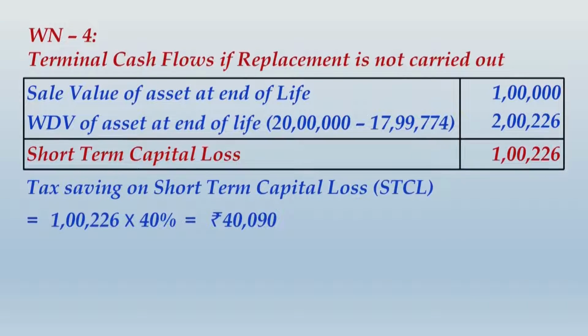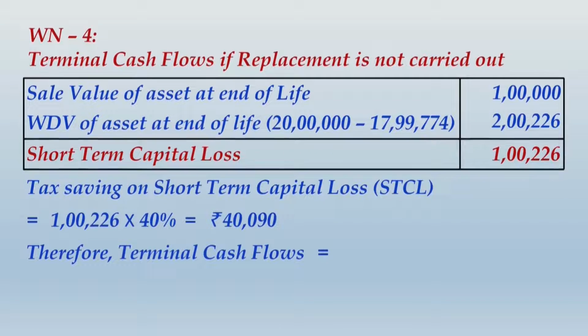So when you are computing your terminal cash flow, you are going to recover this scrap value, and there will be a tax saving of 40,090. So your terminal cash flow will be the aggregate of these two components, that will be 1,40,090. So please write up this entire working, and then I take you ahead.